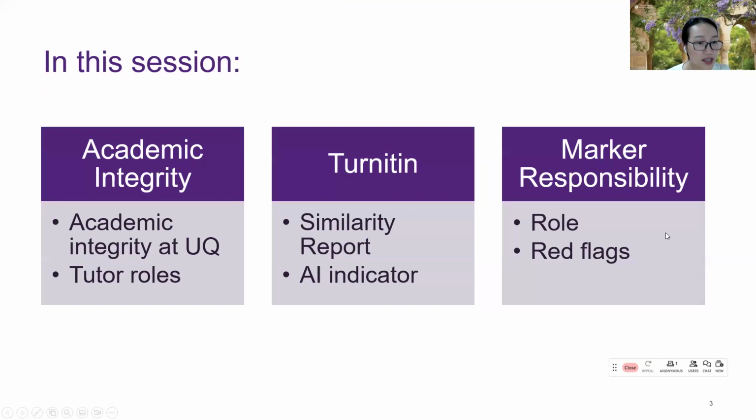In the session today, we would like to discuss academic integrity issues and your role in this space at UQ. After that, we will talk about Turnitin submissions with a focus on the similarity report and the AI indicator in student submissions. And after that, we will talk about marker responsibility: what is your role in this space, and what are the red flags that you should look out for when marking student submissions?